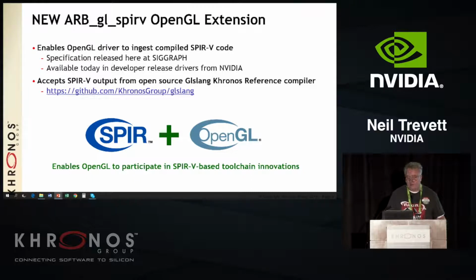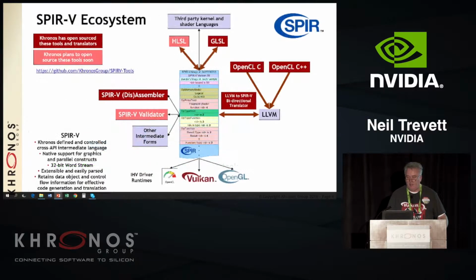on conformance. And we do have a new extension to bring OpenGL into the SPIR-V ecosystem, and this was publicly released on Friday. I know a bunch of people are working on it. NVIDIA has a working driver that was released today. So we can take the output of our open source GLSL compiler, and now we can ingest SPIR-V into OpenGL. Makes our SPIR-V ecosystem slide get ever more busy and more interesting.